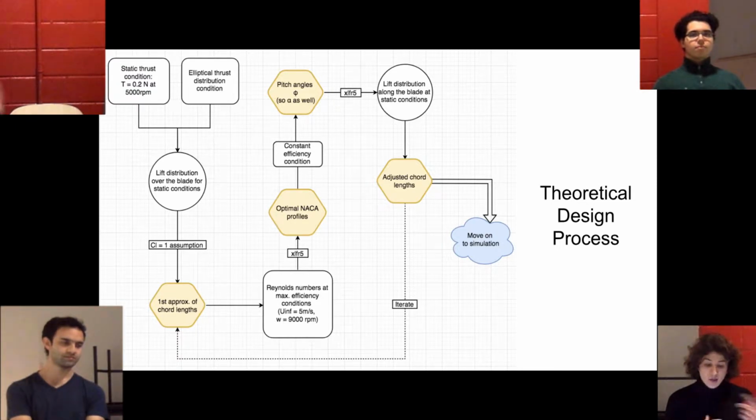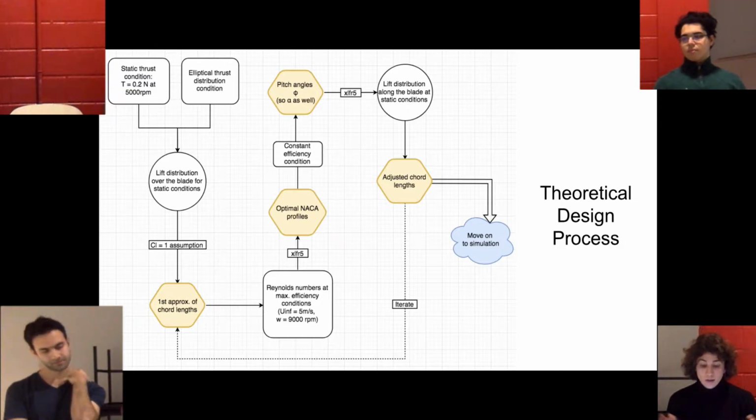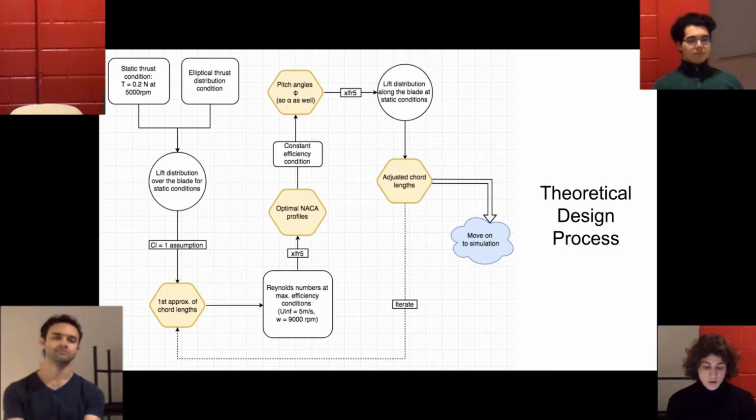Now, again, we can go back to the software. We can find the actual lift distribution at each control point. So that way we correct our initial assumption and we can adjust the chord length. At this point, we could iterate the whole process and keep doing it until our values converge. But what we saw is that after one pass, the chord lengths actually haven't changed much. And so we used the values that we had to move on to the simulation, which will be explained by Chad later.